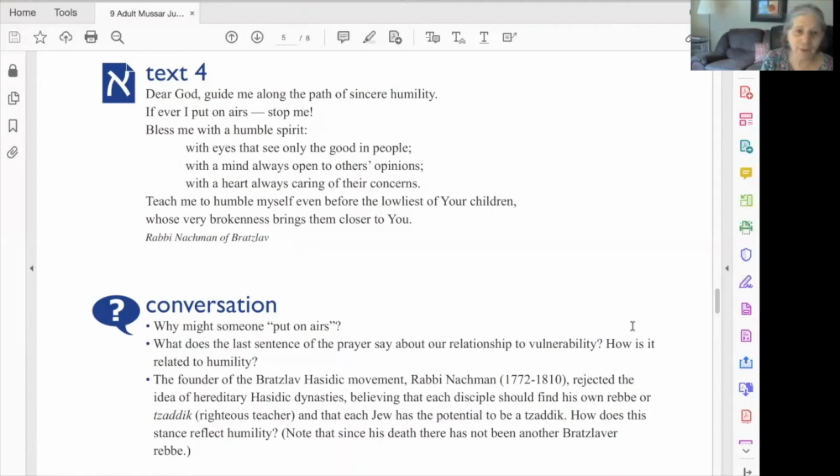We then are asked to explore why someone might put on airs. And that's a good question for the large group. Why might somebody not be humble, but be arrogant and boastful? And then looking at the end of the prayer, what does the last sentence say about our relationship to vulnerability? And how is it related to humility? Teach me to humble myself even before the lowliest of your children, whose very brokenness brings them closer to you.